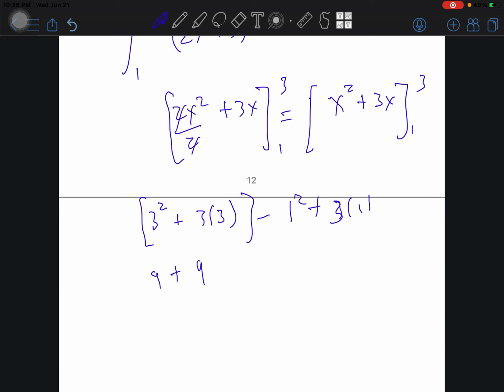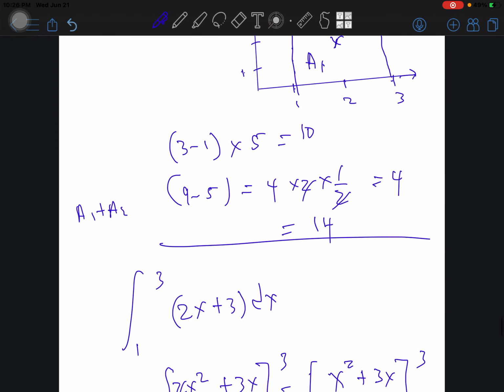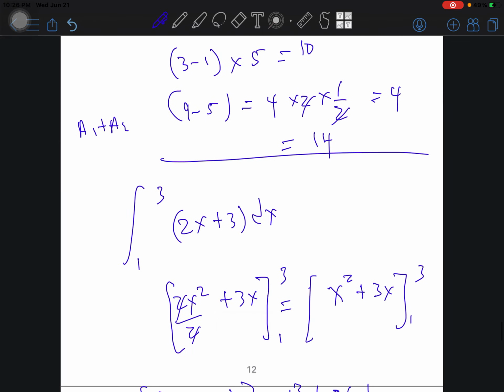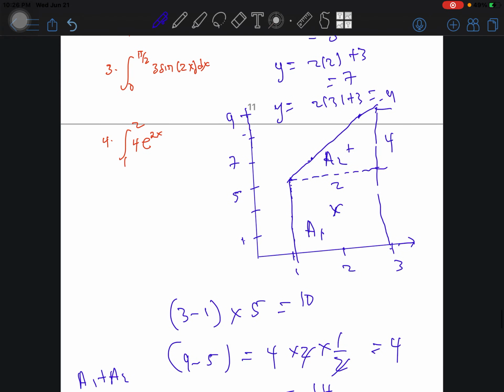and 3 squared is 9, plus 9, it's what? 18 minus 1 plus 3. So here is 18 minus 1 plus 3, which is 4, and then we are going to get 14. So as we can see, this one gives me the exact value, assuming that I'm using Riemann summation. I'm not using the area under the curve.